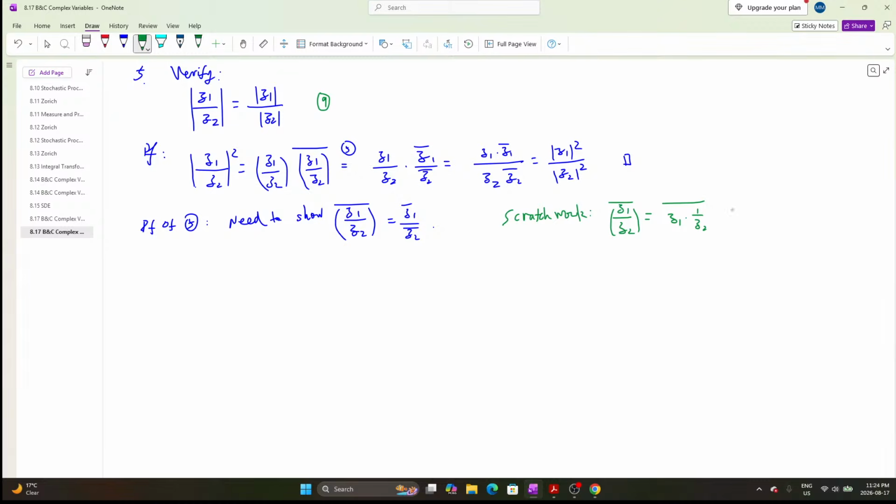So you can use the multiplicative properties. That's just z1 bar times the conjugate of 1 over z2. Can we say something about that? We want that to be z1 bar times 1 over z2 bar. So this is what we want.